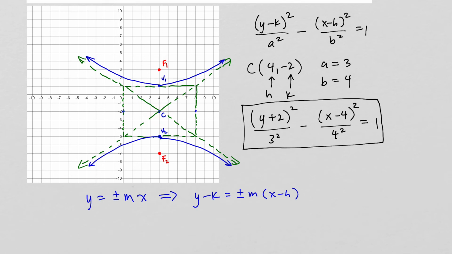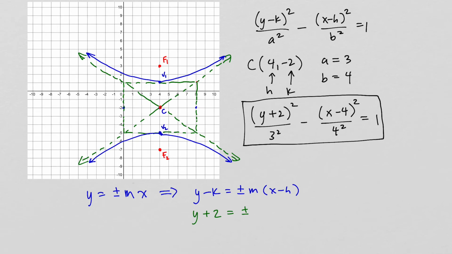So in this case, the asymptotes are going to have equations y minus k, so it's y minus negative 2, which is y plus 2, equals plus or minus the slope. Now we know the slope from here to here is to go up 3 to the right 4, so that is 3/4, multiplied by (x minus h), and that's (x minus 4). And then, of course, it's plus or minus because you have one that has a positive slope and you have one that has a negative slope.